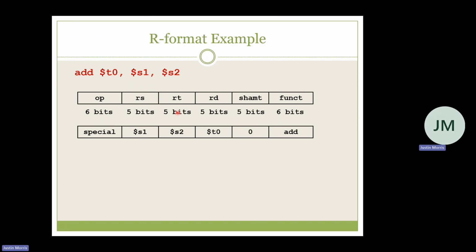Second operand is S2, it needs to go into RT. And then destination is T0, so it goes into RD. And we are an add instruction, so we need the funct code for add. And because we're add, we're not a shift, so shift amount is 0. Right?